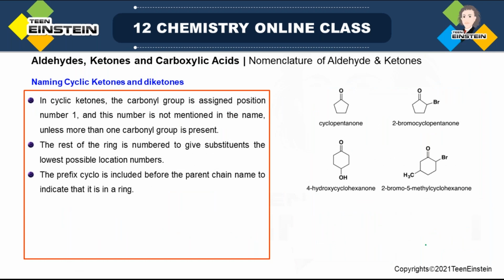Now, all the examples that you have seen are open structures, not cyclic. We have seen cyclic aldehydes. But if it is a cyclic ketone or diketone, what will the rule be? In cyclic ketones, the carbonyl carbon, that is the carbon of C double bond O, will always be given number 1. This number is not mentioned in the name unless more than one carbonyl group is present. So when only one keto group is present, you don't have to mention the number. The rest of the ring is numbered to give substituents the lowest possible location. In the first example, you do not have any substituent, so there is no question of putting any location. So it is simply cyclopentanone.